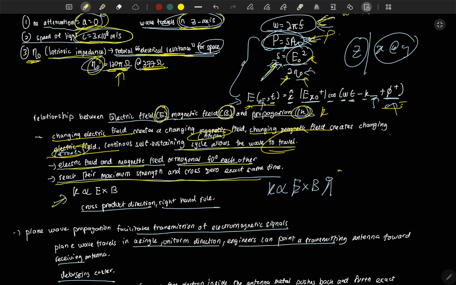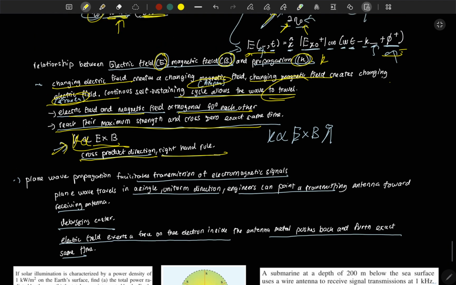Now this is denoted as an equation where k, the propagation, is always in the direction of E × B, meaning it's the cross product direction, right hand rule, just as I showed just now. Now plane wave propagation facilitates transmission of electromagnetic signals.